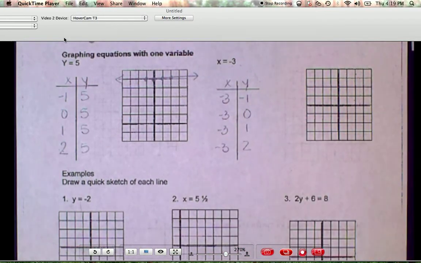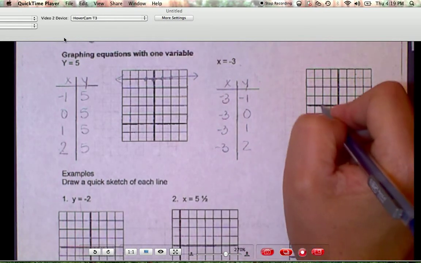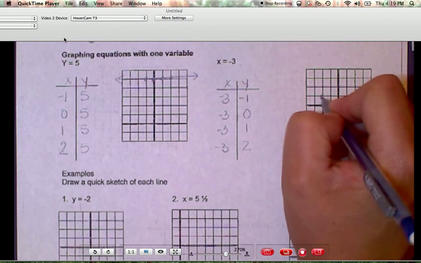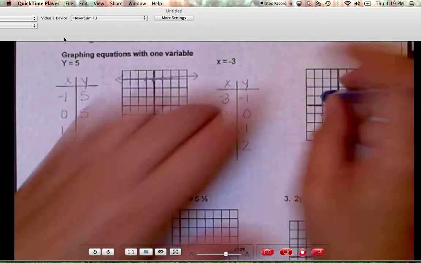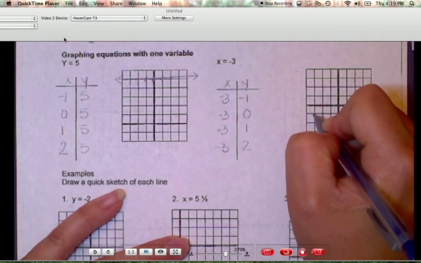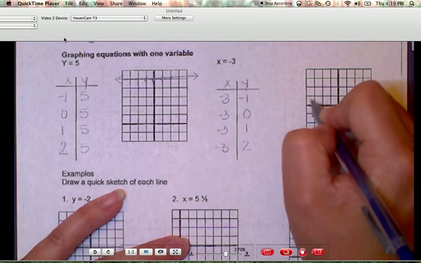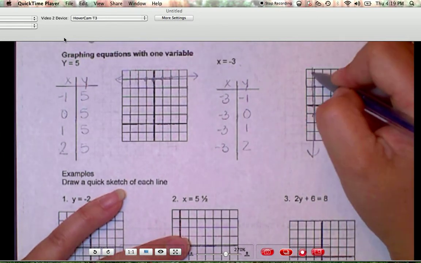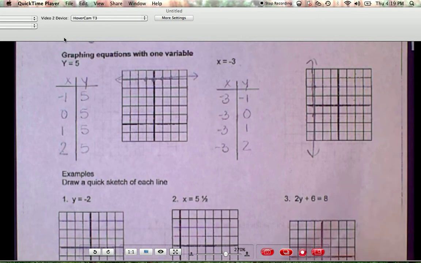And go ahead and plot those points. Negative 3, negative 1. Negative 3, 0. Negative 3, 1. And so this time we get a vertical line. So here's what we get.